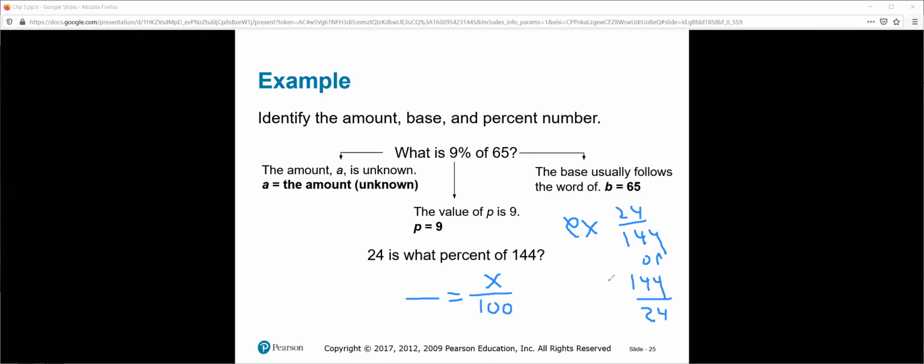24 is what percent of 144? You got to say it to yourself. You got to think, what would my answer look like? Am I talking about a small percentage, as in less than 100, or a large percentage, as in greater than 100? In this example, I read that as 24 is the smaller of the numbers. 24 is less than 144. 24 would be a smaller percent. So I would probably end up with something like this. That's how I read the equation.